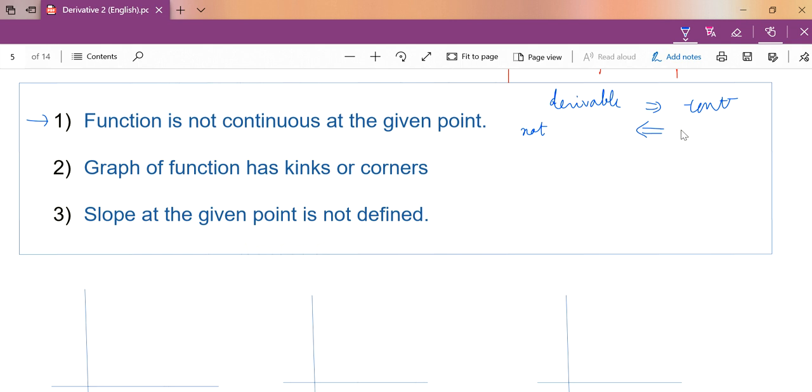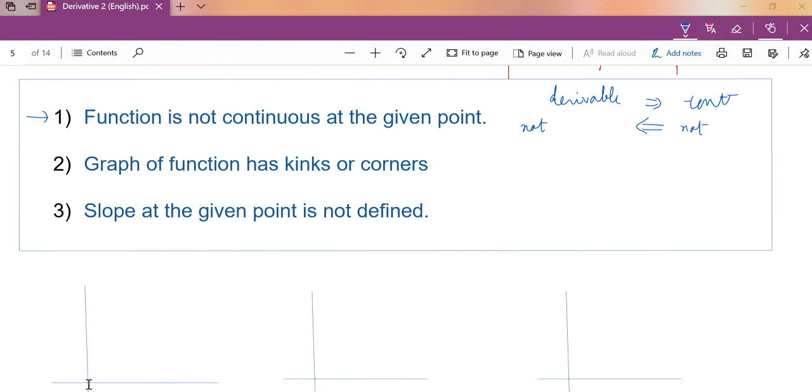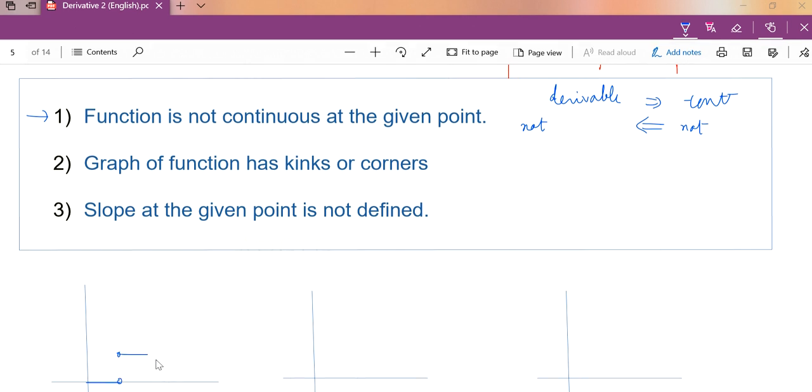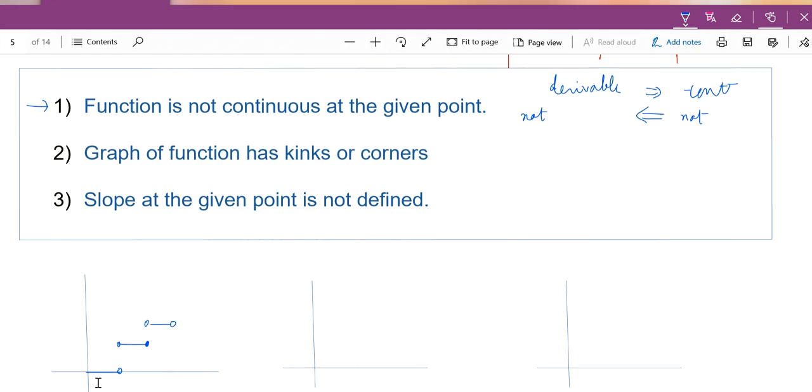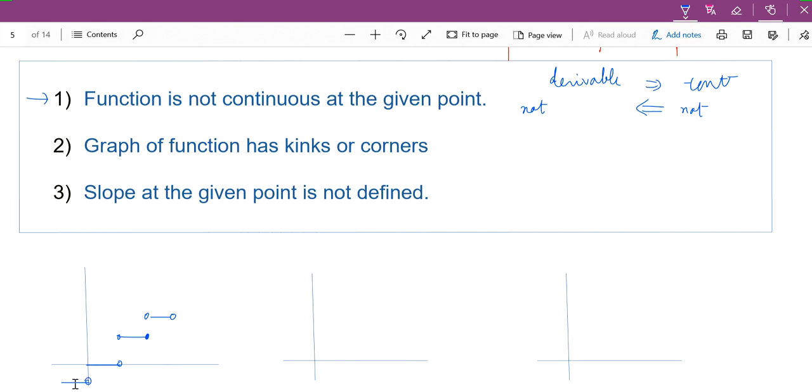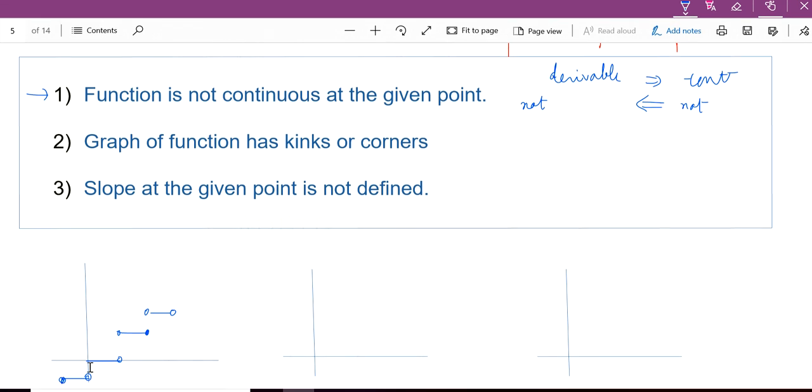So can you give me an example of a function which is not continuous? So many, right? The one which you might have seen is the greatest integer function. It has so many points where it is not continuous. Then of course at all these points it won't be derivable either, because at all the integer points it is not continuous. At all x equal to n, where n belongs to Z, this function is not derivable.